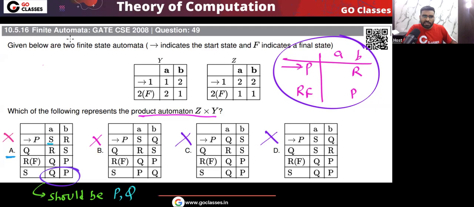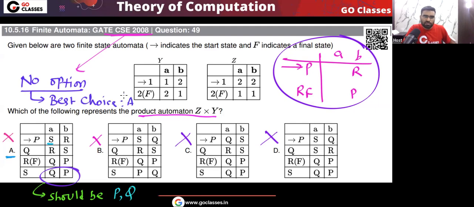So actually, no option is correct for this GATE 2008 question. But I think that they made a typo in option A. So if you have to select one option, the best choice will be A, because in this A there is a typo. No option is correct, but there is a typo in option A, so you can select option A.